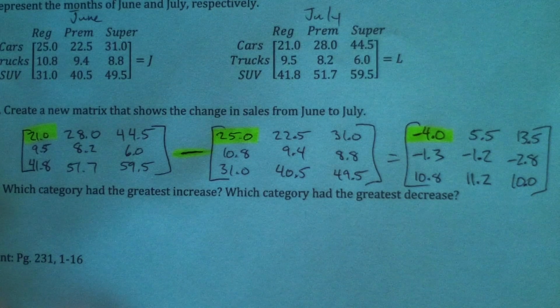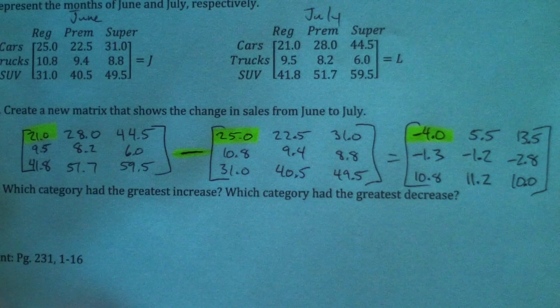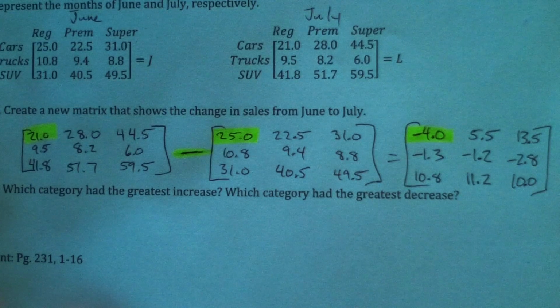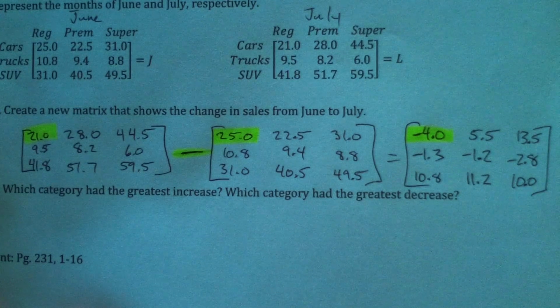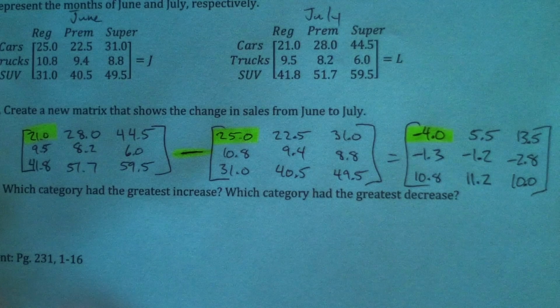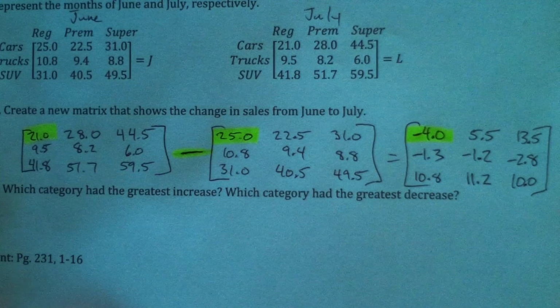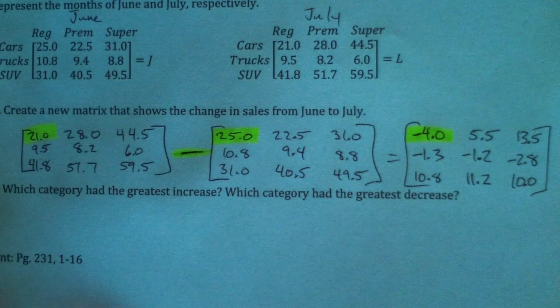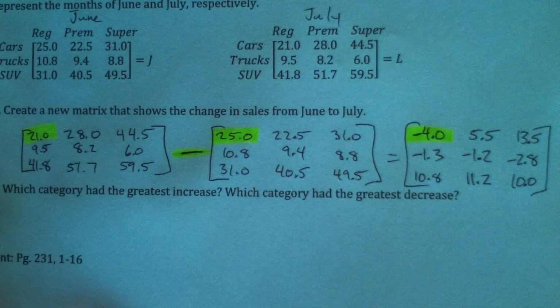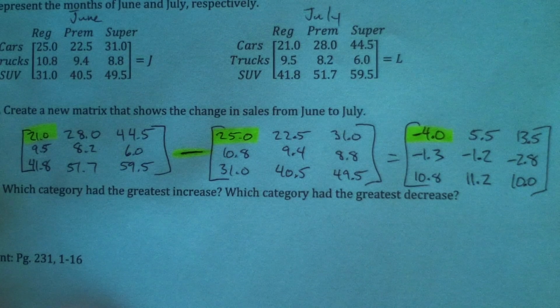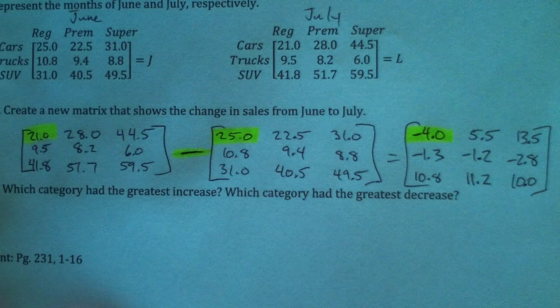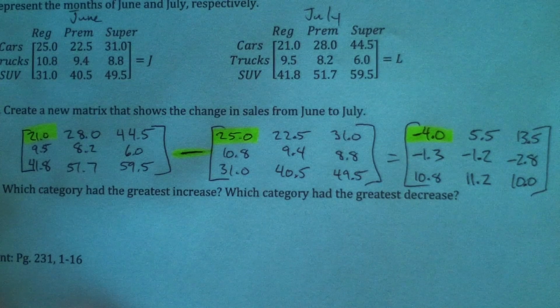Negative 4, obviously, if it's negative, that's going the opposite way. So the negative numbers, and then the biggest of those would be the 4. So the greatest decrease would be that negative 4, which represents what? The regular for cars. So regular gas for cars.